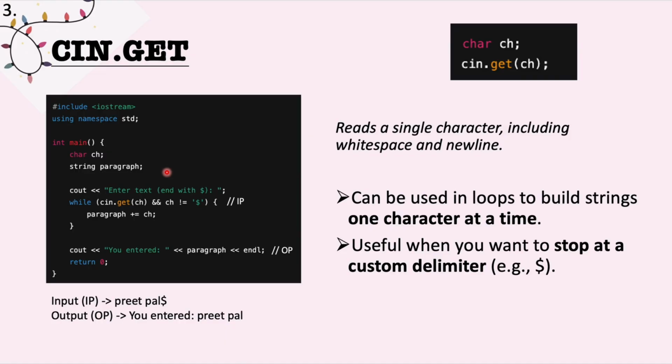Let's take a quick example using these properties. Here we declare a character ch and a paragraph string. With that, we take a while loop consisting of cin.get with a custom delimiter as the $ symbol. With every user input, ch is initialized with a new character and added to the string paragraph, character by character, till ch is equal to the $ symbol. Here the example input is preetpal $, hence the output will be preetpal. So with cin.get we can create big paragraphs, sentences, etc. by passing our own custom delimiter.